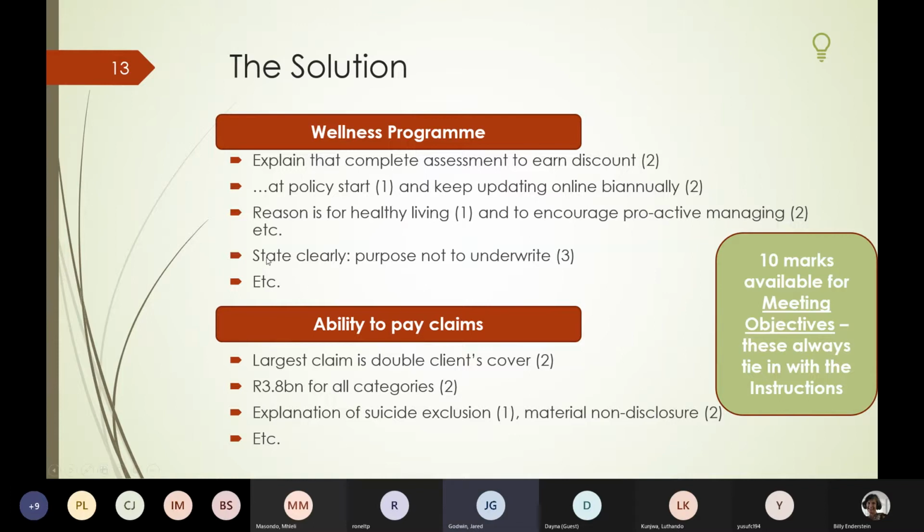There was also one that literally said this: state clearly the purpose is not to underwrite. You see, that's worth 3 marks. So why is that so important? It's important because that's his main concern, or there were 2 main concerns. The one being that he's worried about the impact on the claims underwriting, and then his other concern was his cover amounts. But this was a key point. You had to state clearly in your answer that the purpose is not to underwrite.